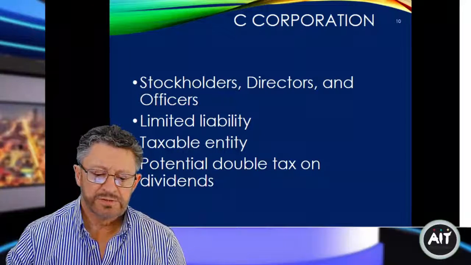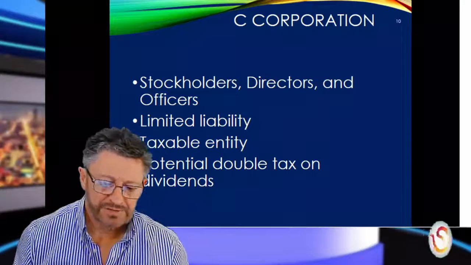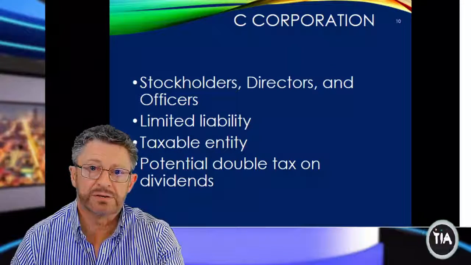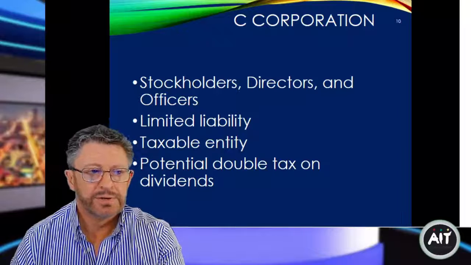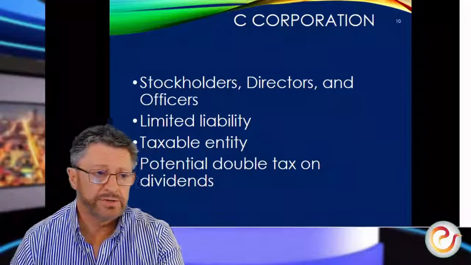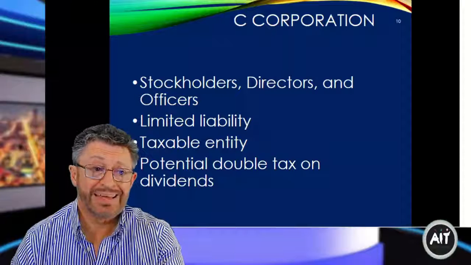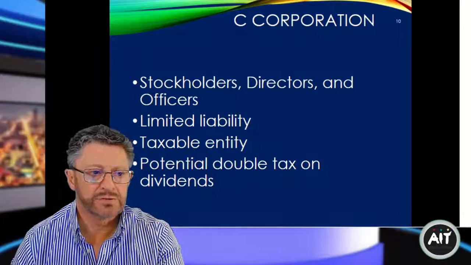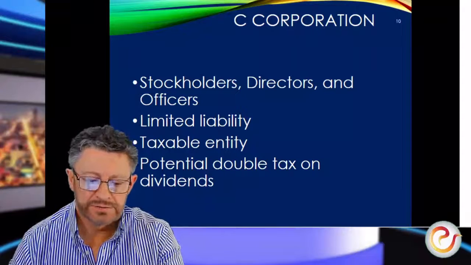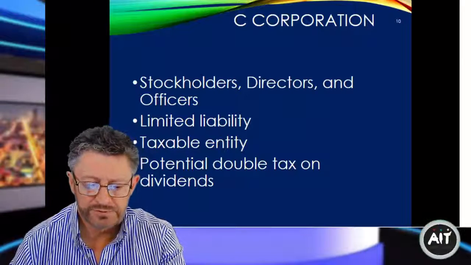So now we're moving into the higher realms, and this is what's known as a C Corp. So you'd have stockholders, directors and officers of the company, and again, you have limited liability. It's a taxable entity as an organization, and you have potential double tax on dividends. So let us just go through the descriptor of this.